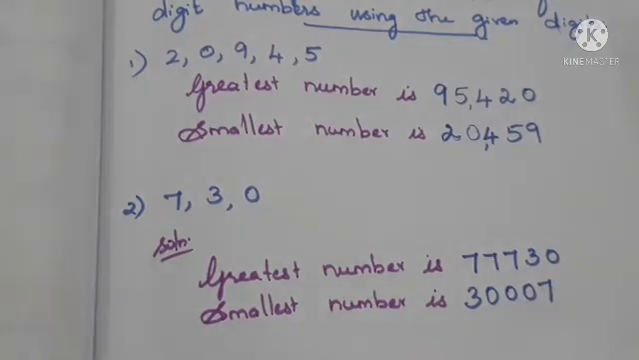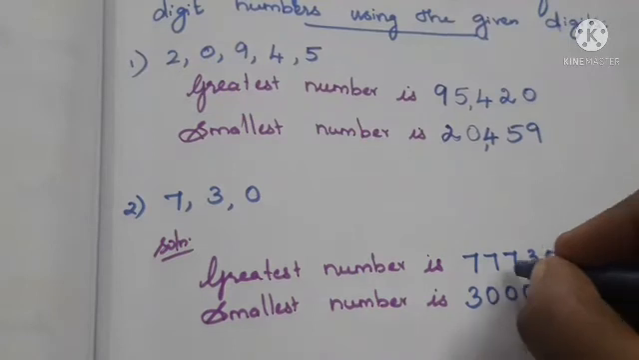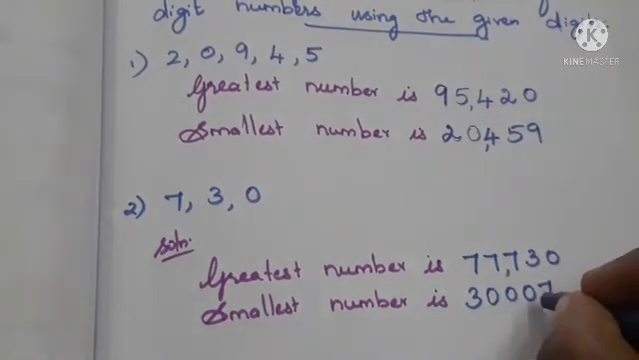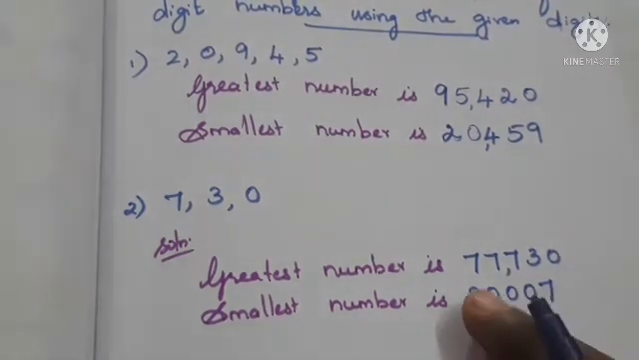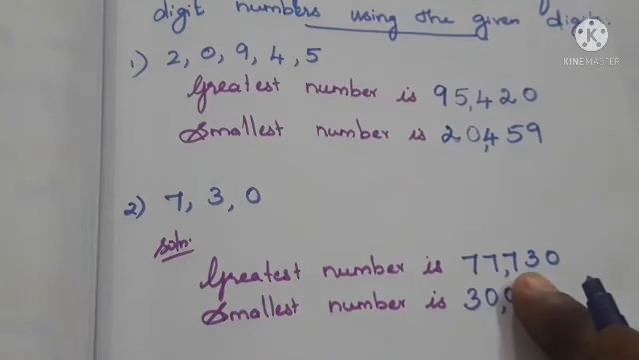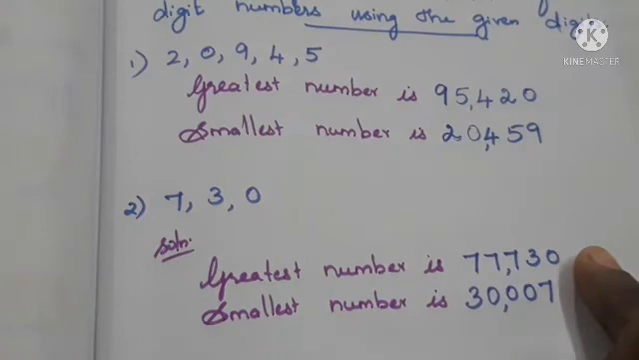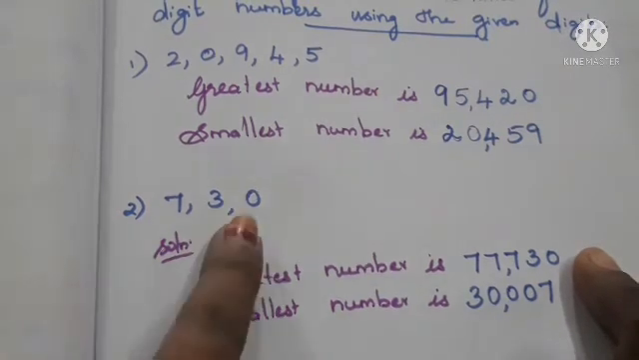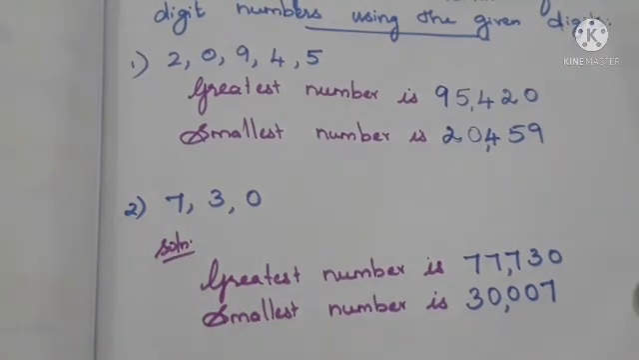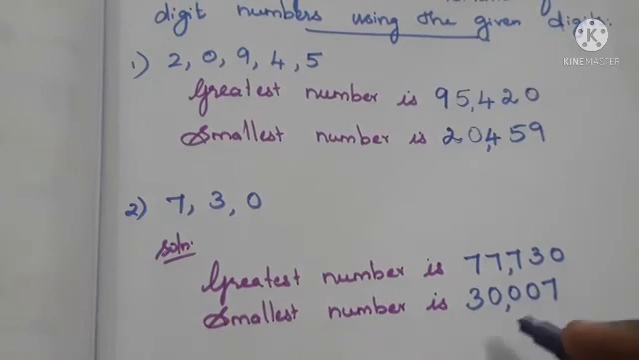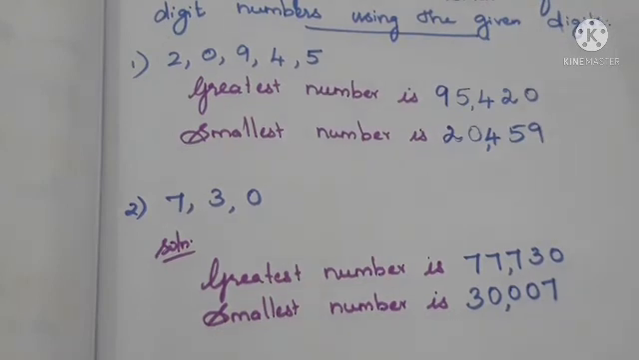Understood? Now we can place the comma. After the hundreds place we have to place a comma. Here also after the hundreds. So how to write? 77,730. 77,730 is the greatest number we found by using these 3 digits. Okay, the smallest number is what, ma? 30,007. 30,007 is the smallest number. I understood this. Next, move on to the next one.